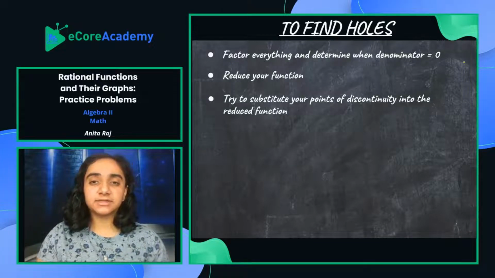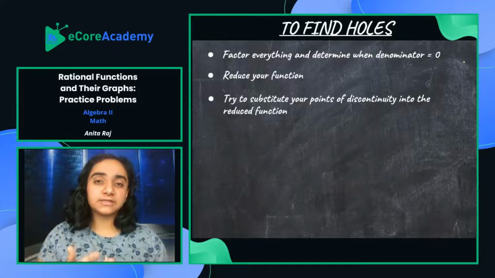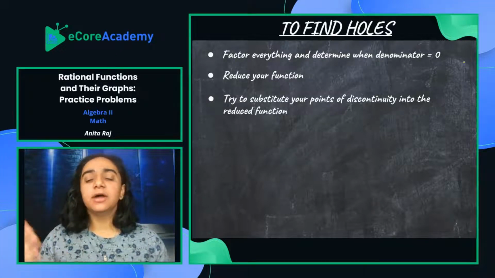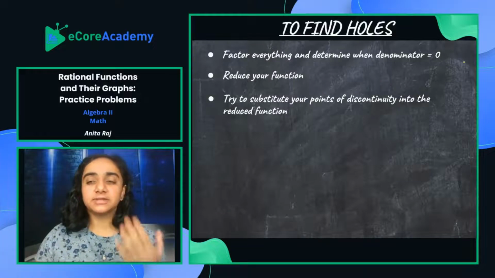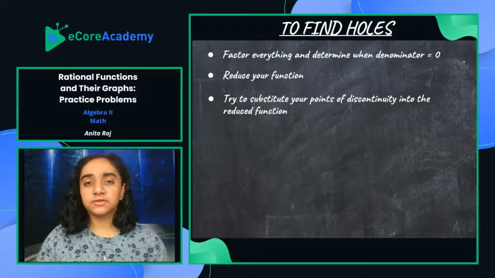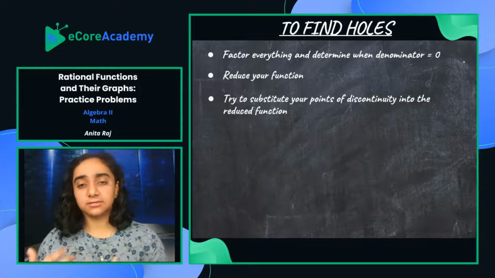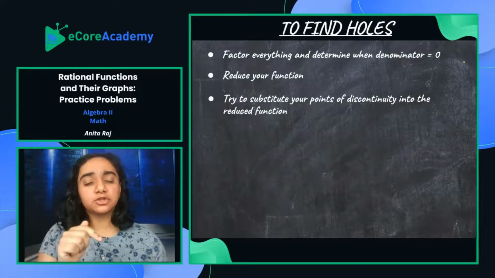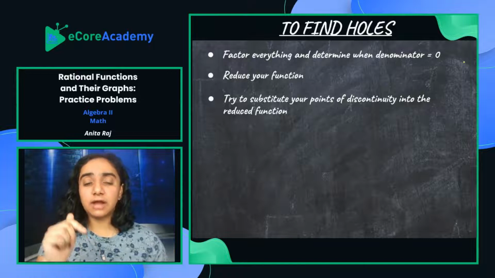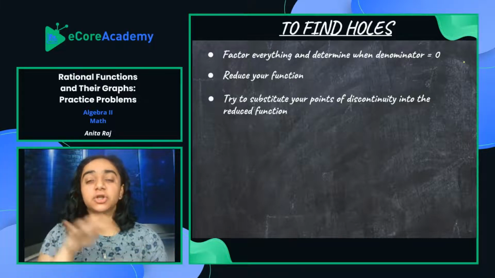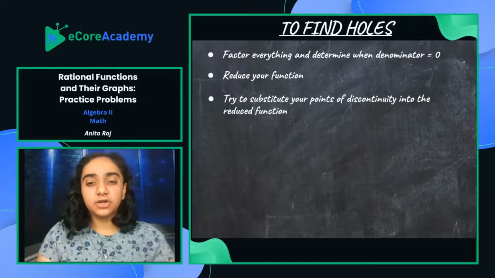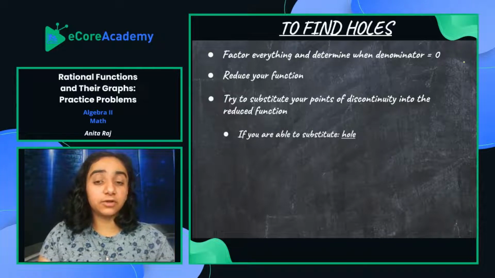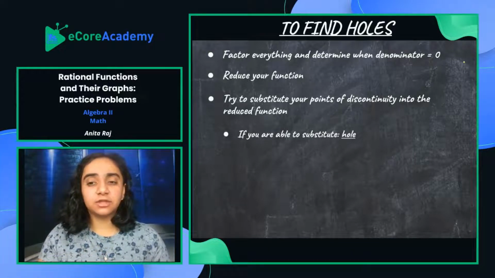But because we have an x plus 6 in the numerator and denominator, those would cancel out, and you'd be reducing your function to y equals 1 over x minus 6. Then the points of discontinuity, like we said before, by setting the denominator equal to 0, are x equals 6 and x equals negative 6. What you're going to do is plug those points back into the original rational function, and then determine, based off of what you find, if it's a hole or a vertical asymptote. If you are able to substitute them in, then it is a hole.